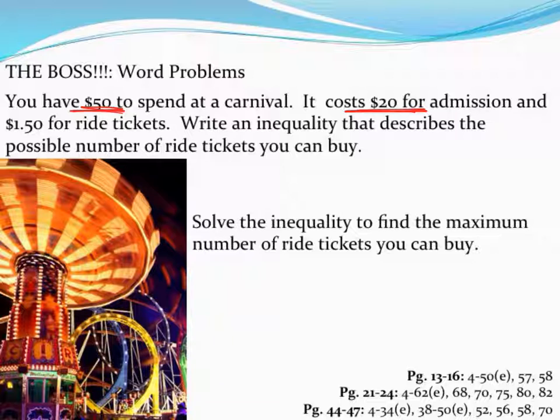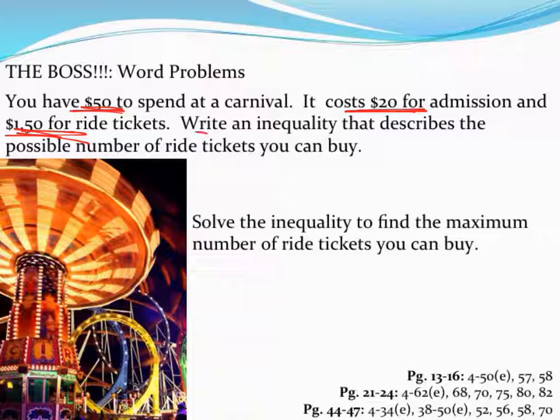So no matter what we're doing, we're paying $20, non-negotiable. After that, we may also decide that we want to ride some rides at the carnival. Each ride ticket's $1.50, and that's where we're going to have some leeway with our money. Maybe we decide just to buy one ride ticket for $1.50. Maybe we want to spend more. That's going to be the question.